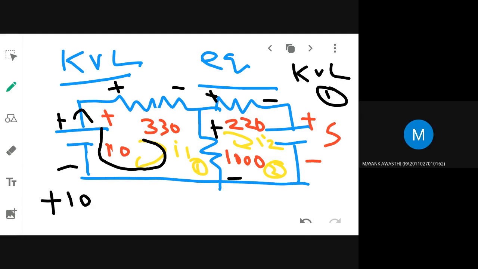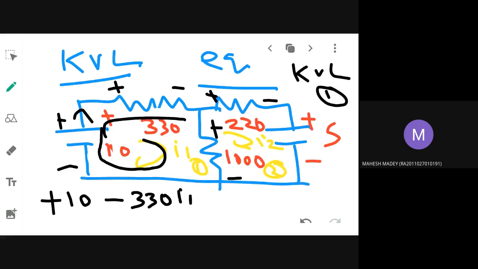So plus 10. Current is going from minus to positive, so I am giving a positive sign, plus minus. Then follow the direction like this. Now it's going from plus to minus or minus to plus? Plus to minus. Plus to minus means I will give a negative sign. I will write Ohm's law. What is the current through that? I1.